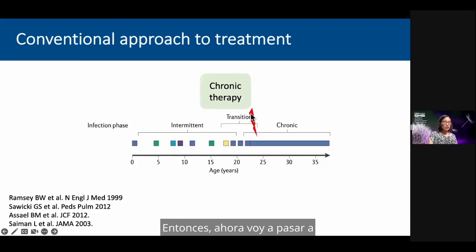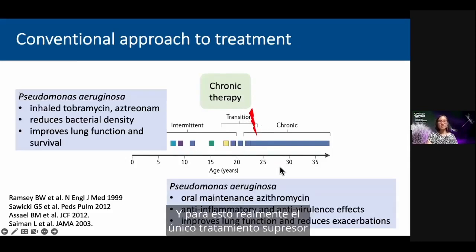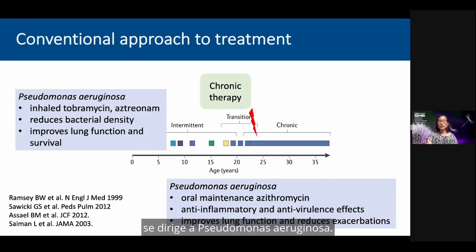So now I'm going to just move on to what the approach of chronic treatment is. And for this, really, the only suppressive treatment is targeting Pseudomonas aeruginosa. With this, we have a variety of different inhaled antibiotics, which have been demonstrated to reduce the bacterial density of Pseudomonas and to improve the lung function and survival of patients. And so this is very well established.